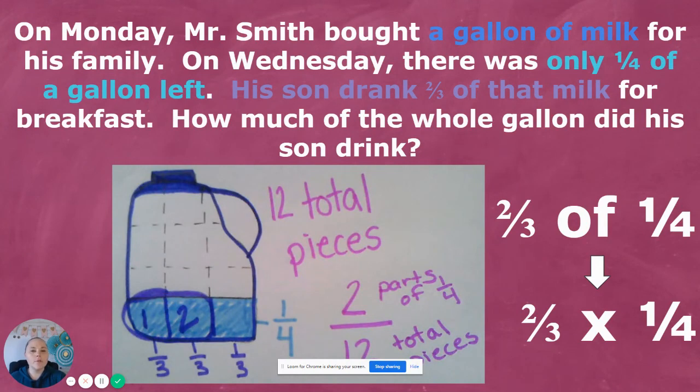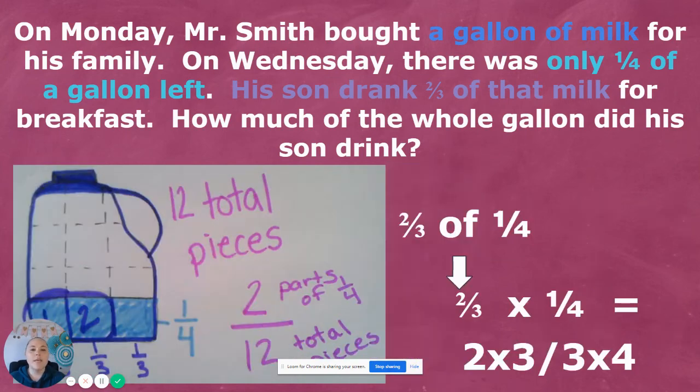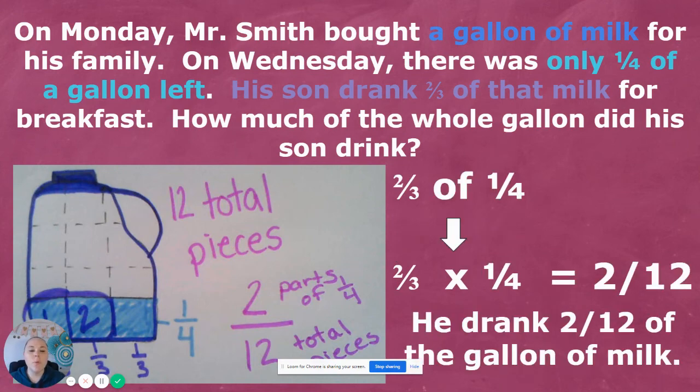Now, whenever you are solving multiplication problems with fractions, remember, you take the 2 numerators, 2 and 1, and multiply them together. And then you take the 2 denominators, 3 and 4, and you multiply them together. And then that gives you an answer of 2/12. So his son drank 2/12 of the whole gallon of milk. Now, make sure when you're doing your word problems that you draw a picture and you come up with your equation.